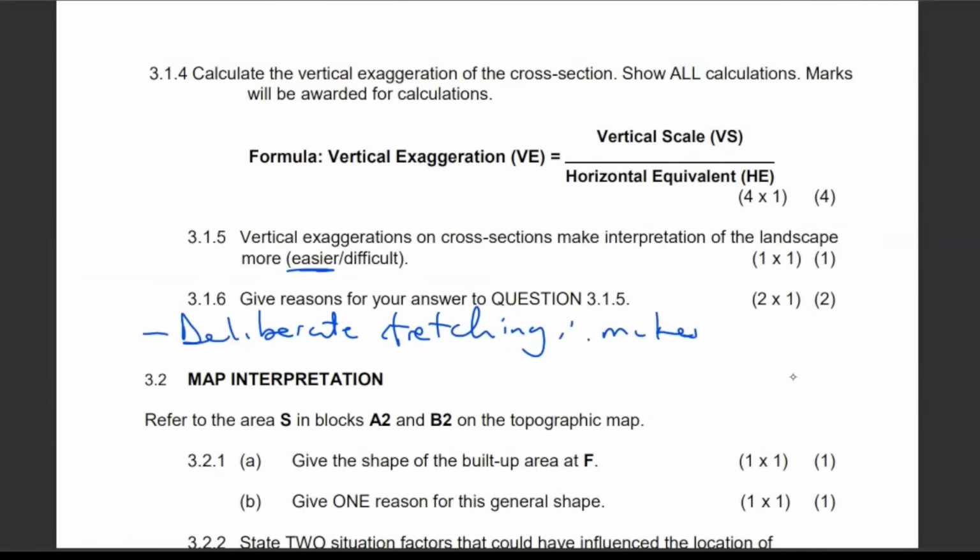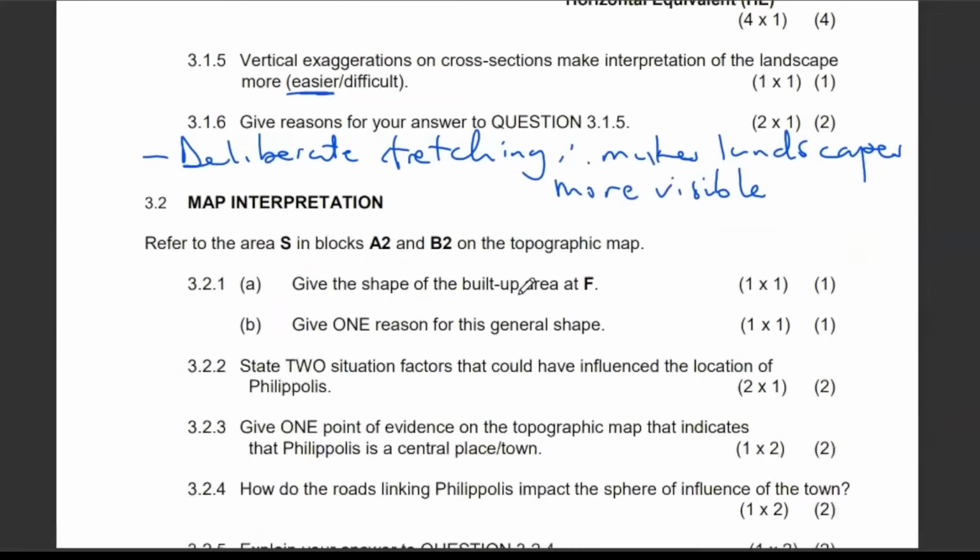It makes landscapes more visible. We can now easily see the landscapes. If it's a valley, you can easily see it because we have deliberately stretched the vertical scale. It becomes a deeper low-lying area. If it's a hill, it becomes a high-lying area which is pronounced, which is easily seen. So it makes landscapes more visible so that we can have easy interpretation.